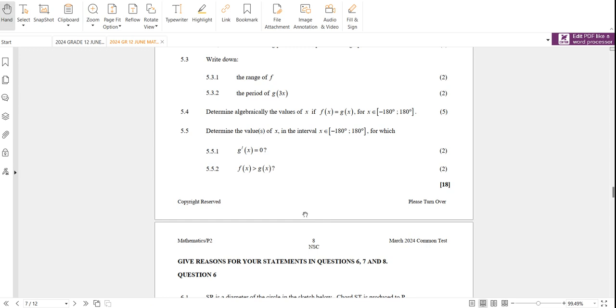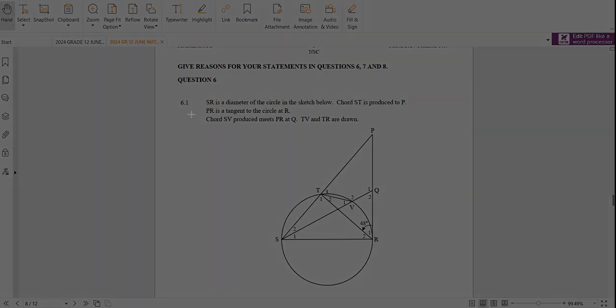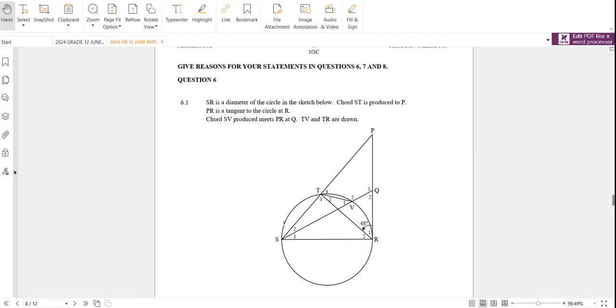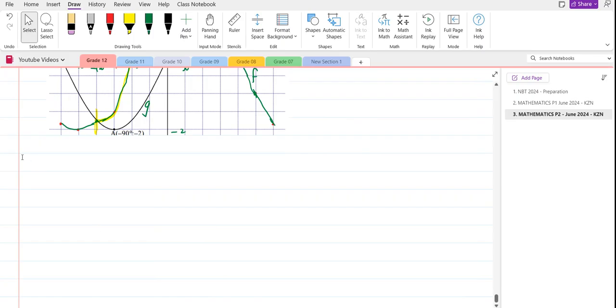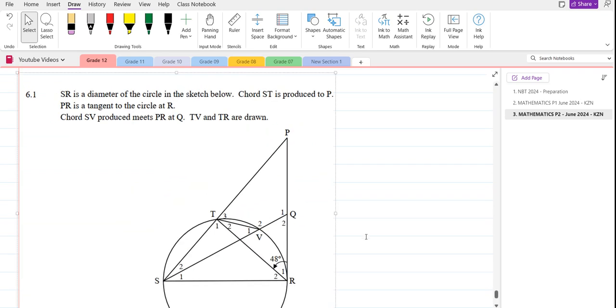That should be, yes, geometry. Now you know you have to give reasons for geometry. And now before we do geometry, we need to read the question and try to understand everything here. So what we know is that SR is a diameter, so we know that this angle is 90, angles in a semicircle. If that is 90, this will also make a 90 there.